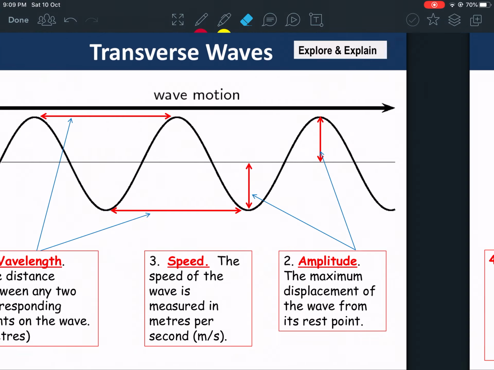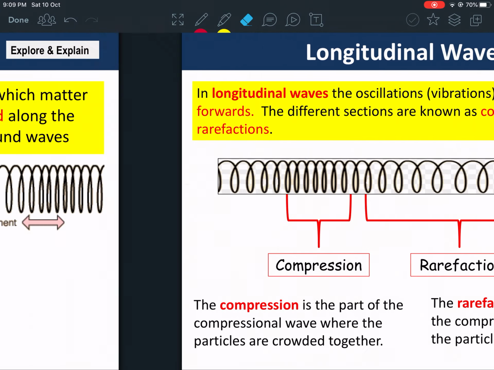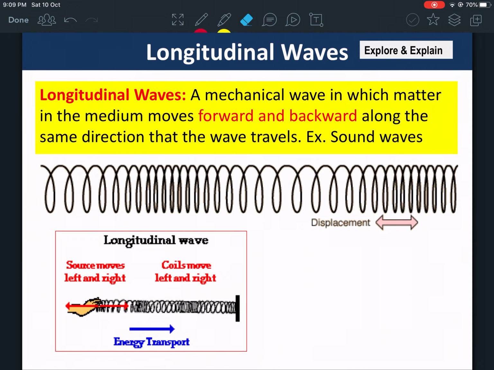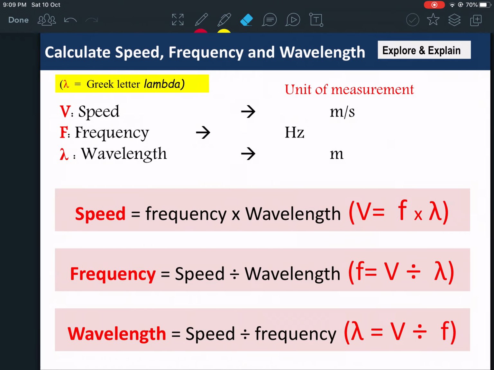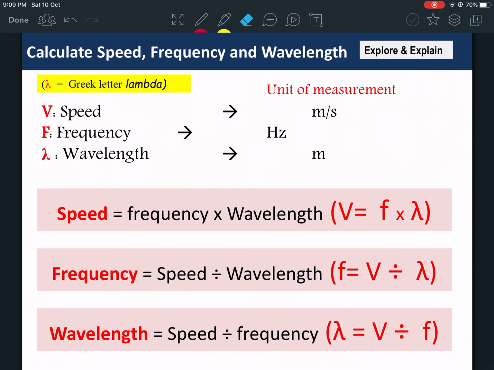Okay, here I'm going to go forward. We finished all of these. We talked about transverse and longitudinal waves, and today we're going to learn about how to calculate speed, frequency, and wavelength. Okay, before we learn how to calculate them, let's see how they are. These are the symbols for them.